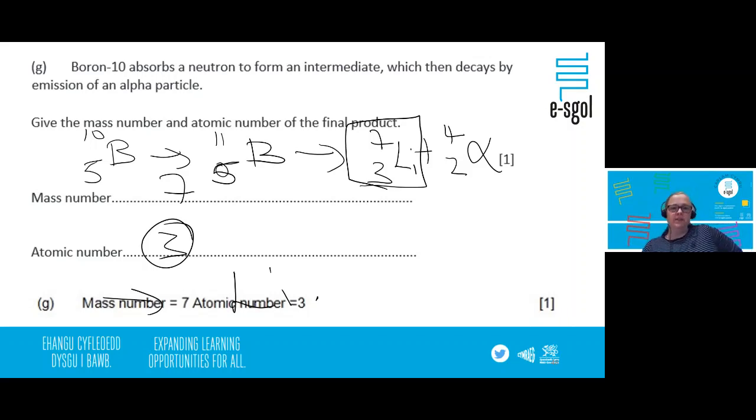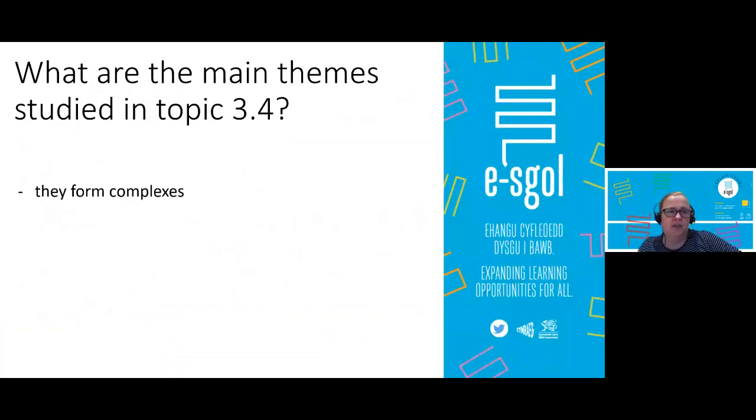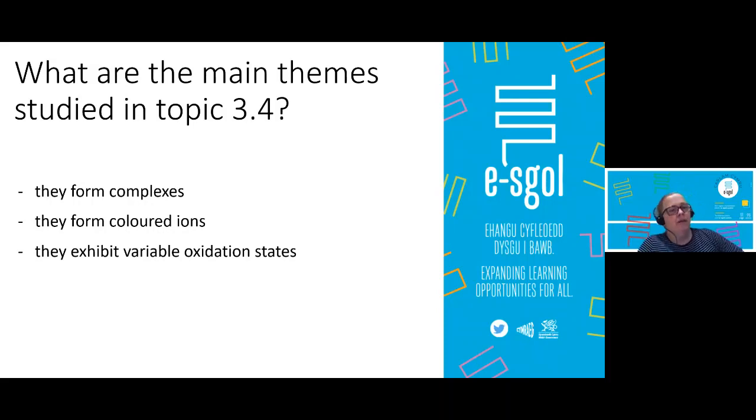So you've got 3.4 specifications there. Again, there are certain things that just seem to crop up more than others. So you need to be very familiar that transition elements quite readily form complexes. They're coloured, and you really cannot escape that section of the course that tells you why they're coloured. They exhibit various oxidation states, and as a consequence are really good catalytic elements in reactions.